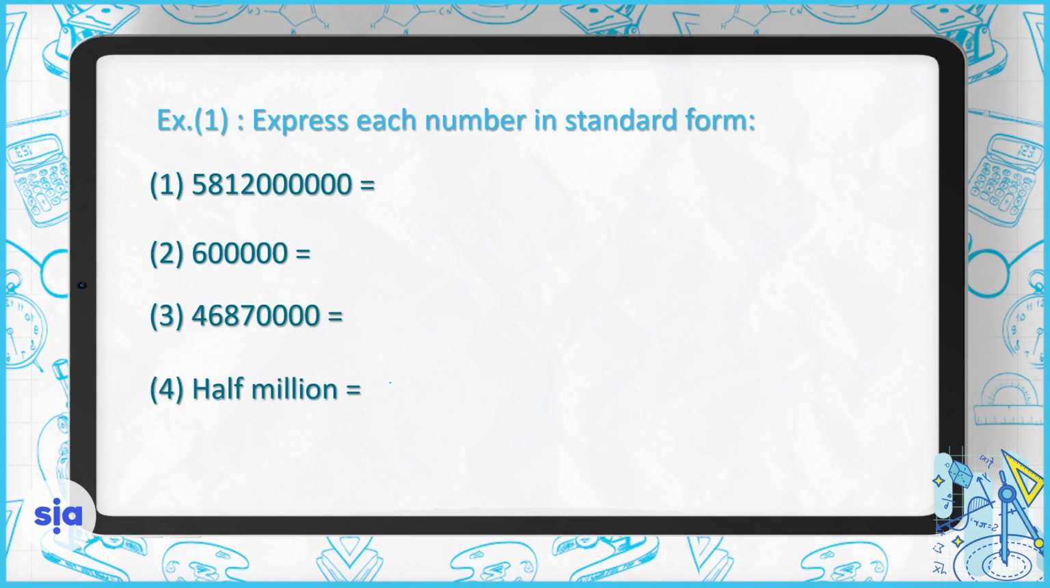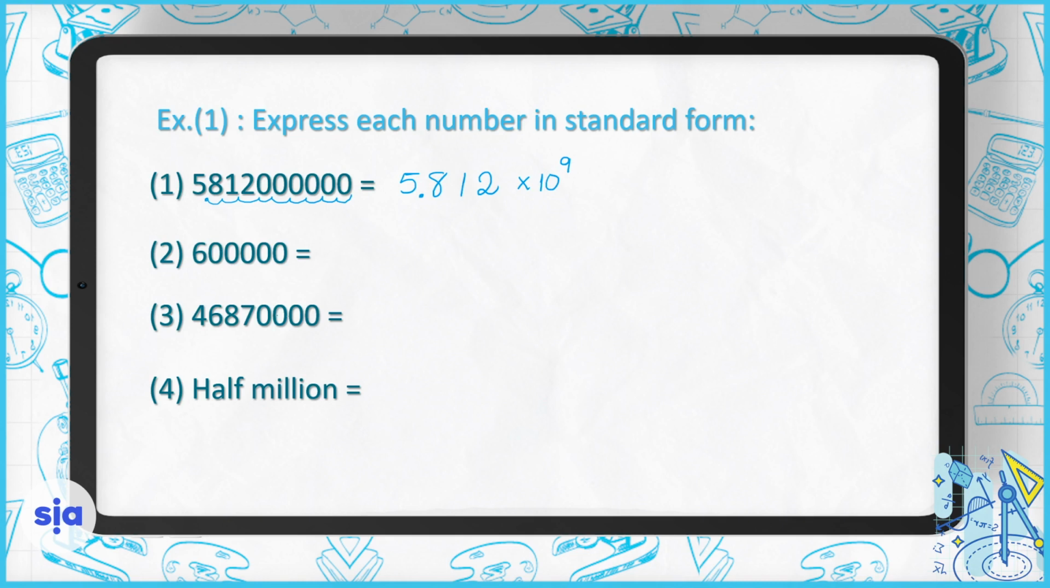Let's now go to exercise number 1. The question is asking us to express each number in the standard form. Question 1, we're going to write the numbers without the zeros. We always place the decimal after the first number. So if the decimal is here, we see how many places to the right we're going to move. 1, 2, 3, 4, 5, 6, 7, 8, 9. So it's times 10 to the power of 9.